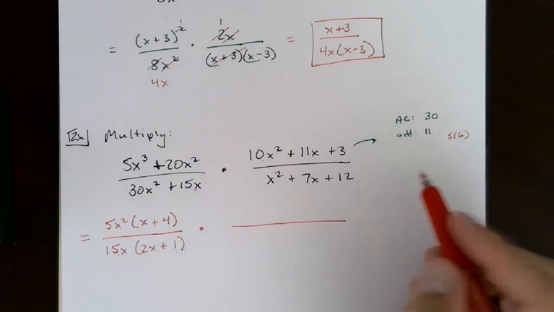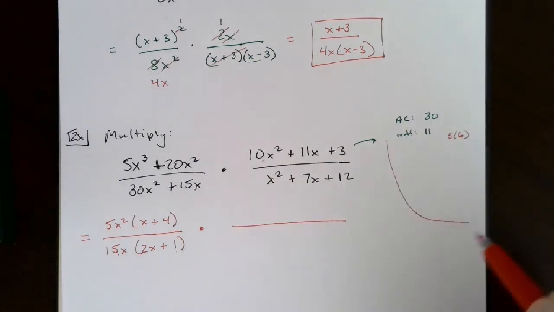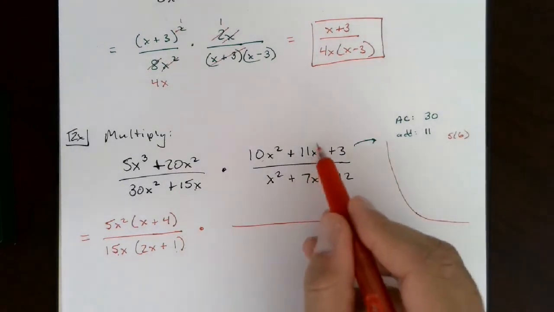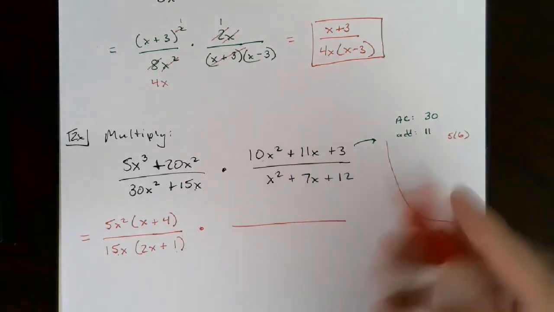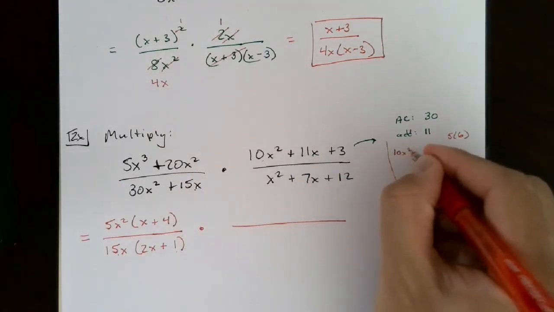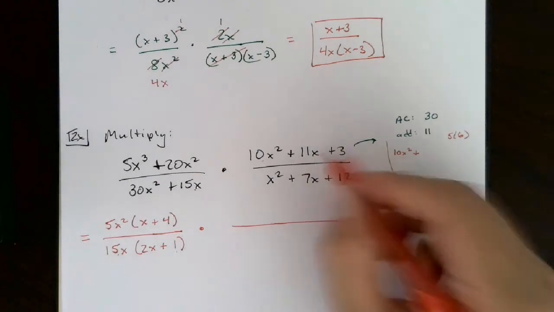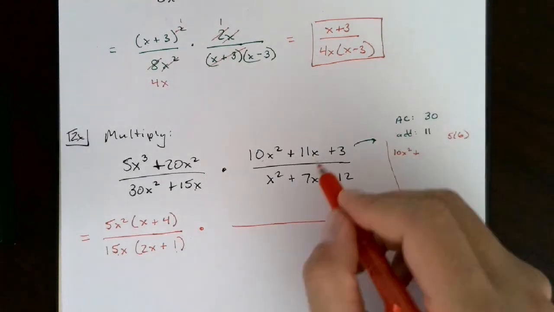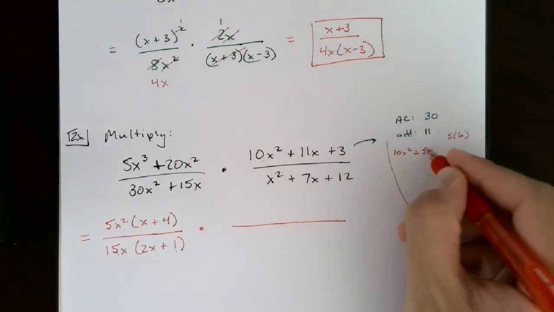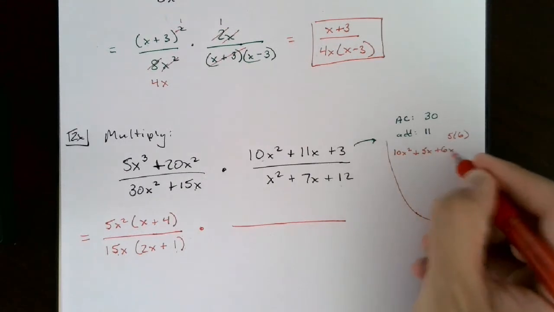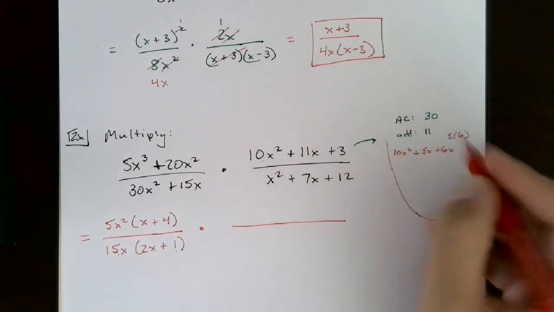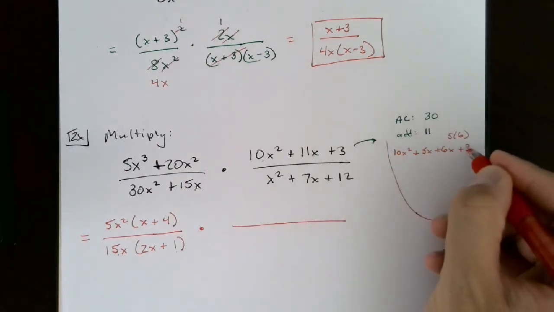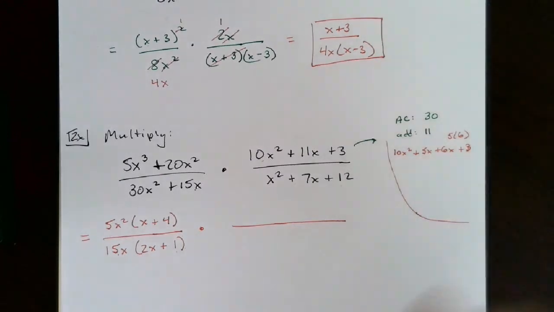And remember what you do with the AC method, right? When you do the AC method, what you're really doing is a rewrite of the middle term, the 11x. So the 10x squared stays 10x squared, plus the 11x gets rewritten with the 5 and the 6 you just found. Make sure you put x after each of them, so it'll be plus 5x plus 6x. And it doesn't matter which order you put those in. And then plus 3. Now if you put these in a different order, your middle steps will look different, but the factoring part will be the same.